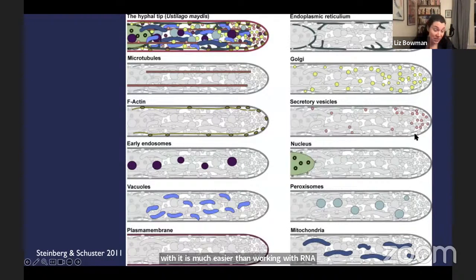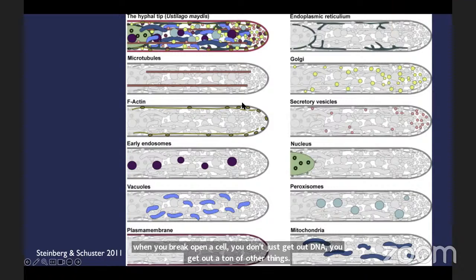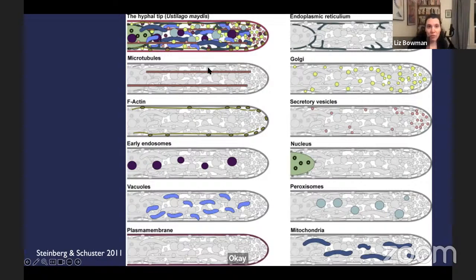So when you break open a cell, you don't just get out DNA, you get out a ton of other things. So here, this is a kind of cartoon of what else is in a cell. This is of corn smut, Ustilago maydis. And so you have many other things. Here you have the nucleus with the nuclei in it, but all these other things come out as well.